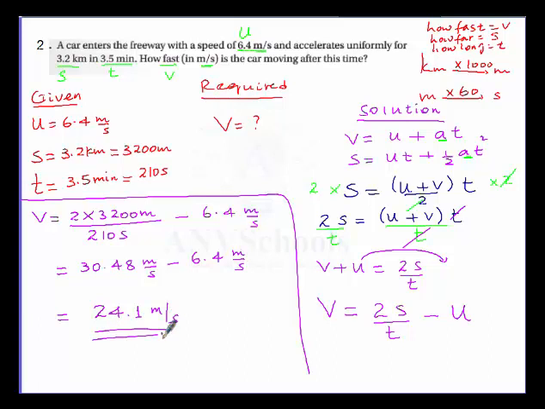This is the final velocity of the car when it enters the highway after traveling a distance of 3.2 kilometers. So this is where you can find the final velocity. Or you can solve it by using this formula, provided that you find the value of acceleration first. Find the value of acceleration and then substitute it here. You can check it. You get the same answer.